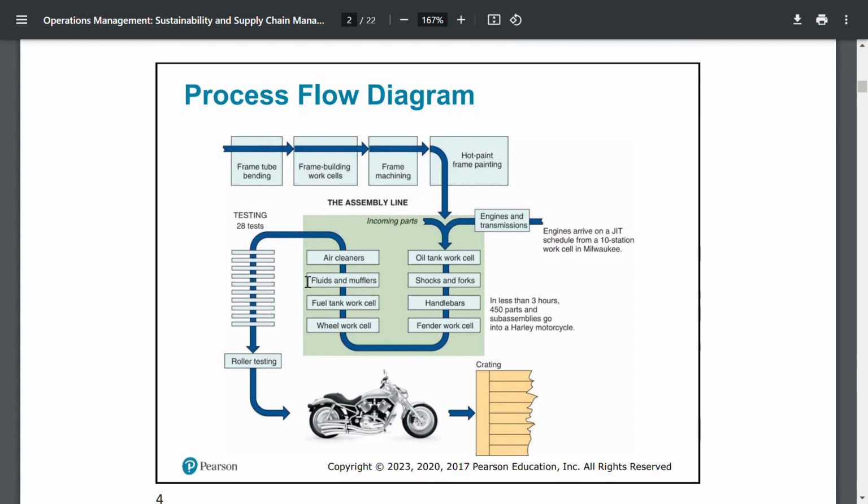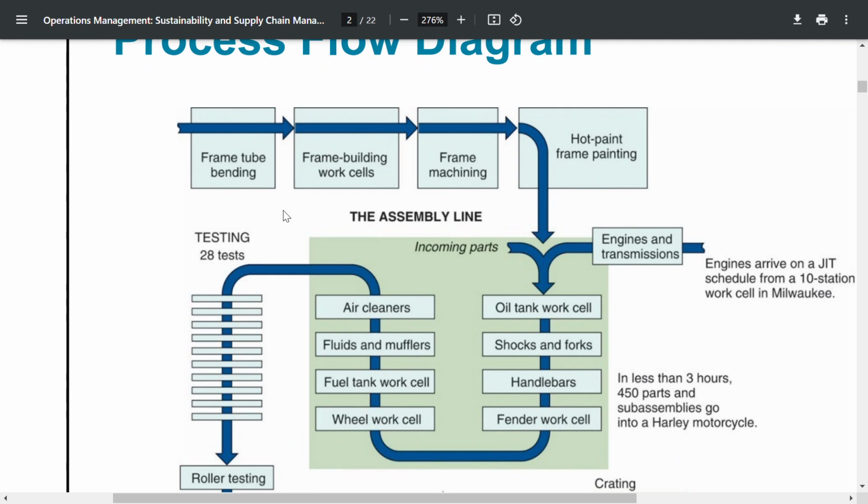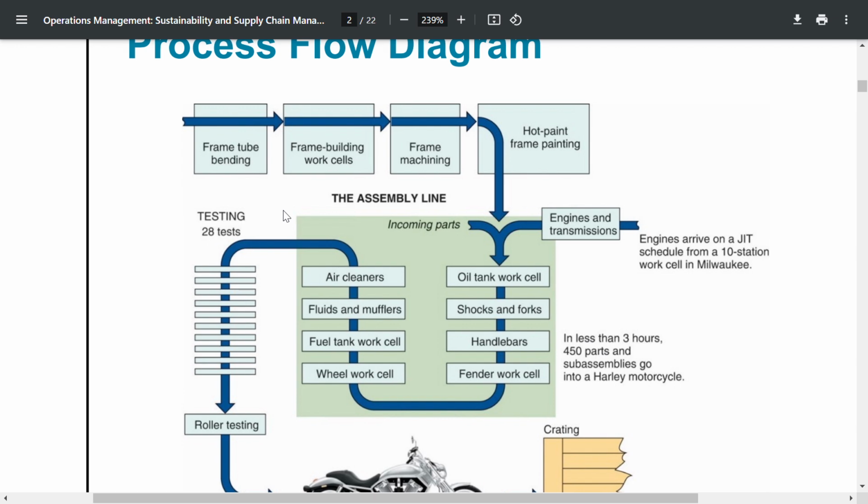So we do have the process flow diagram. First of all, this covers how the whole process of producing a motorcycle is done, and it's apparent in the arrows here. So we can go into detail on this and see how a motorcycle is being developed. First it starts with the frame tube bending, and then it goes to a frame building work cell. Okay, and then frame machining, and this is all for the frame now. And then it goes to hot paint frame painting, and then it goes into the assembly line.